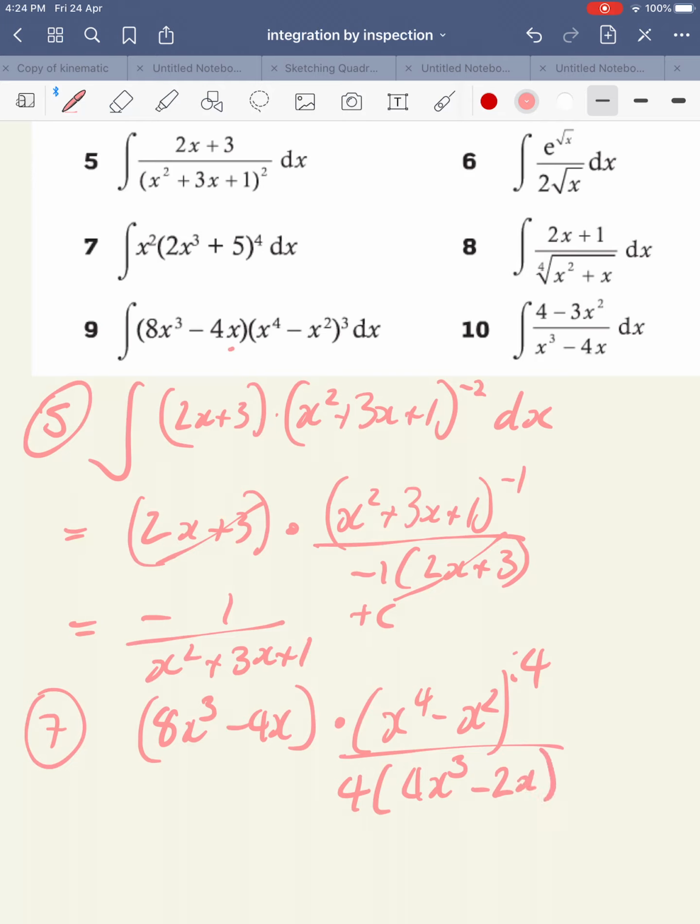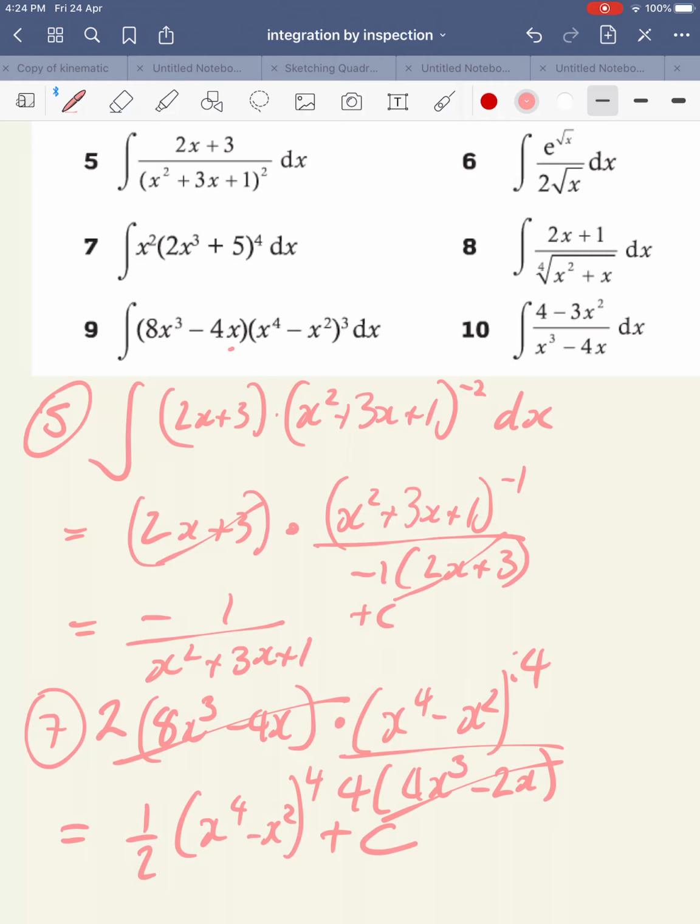I'm going to take out a factor of, well, we can actually take this out and make them the same, can't we? Let's take a 2 out of this numerator here, and then we make it into 4x cubed minus 2x, which cancels with this, and we've got a final answer of 1/2 (x to the 4 minus x squared) to the 4 plus c. I lied, I'll just do the 4, okay?